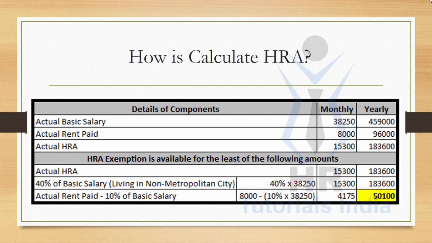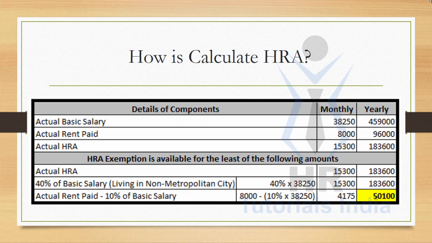How to calculate HRA? As we have seen in the definition, that is actual basic salary, then actual rent paid, actual HRA. From these salary components, we have picked up the components: actual basic salary, that is 38,250, whereas yearly it is 4,59,000. Here actual rent paid by the employee is 8,000 per month, whereas yearly it is 96,000. Finally, actual HRA as per the salary component is 15,300 per month and yearly it is 1,83,600. Now let us see how this HRA is calculated and which part of HRA is lesser and can be exempted.